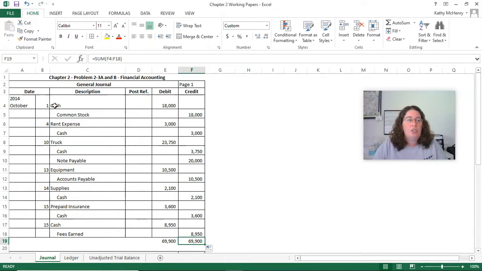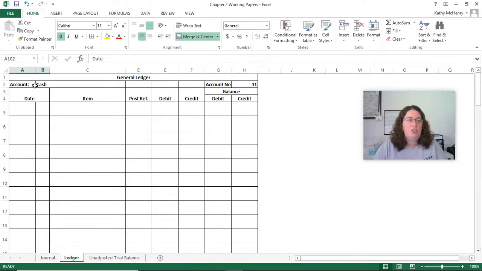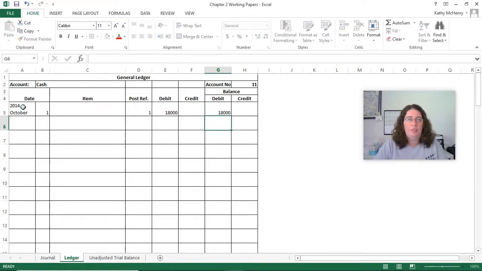So October 1st, we had a debit to cash, and we're going to take this one line at a time. October 1st, debit to cash for $18,000. I'm going to come over here to my ledger. My first account is cash, so I'm going to put in my date, October 1st. I was on journal page 1, so that goes in the post reference column. I had a debit of $18,000, which makes my balance a debit of $18,000.